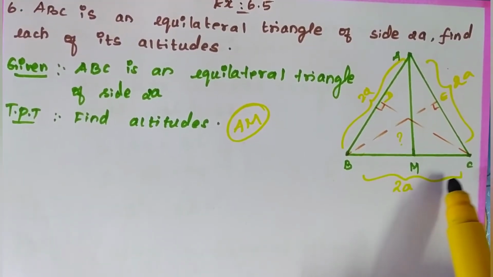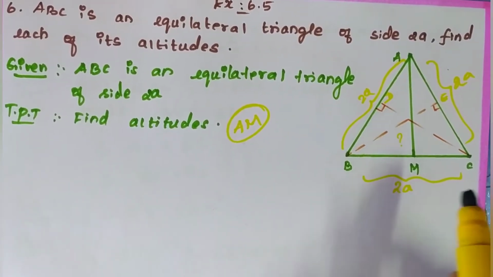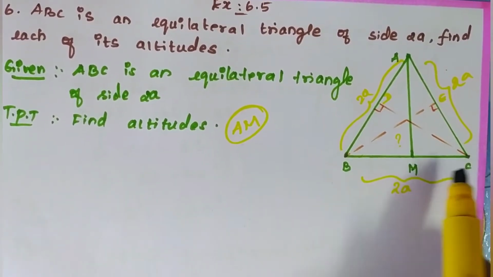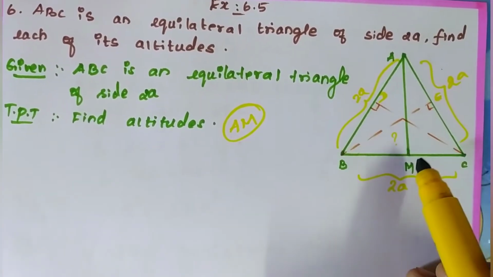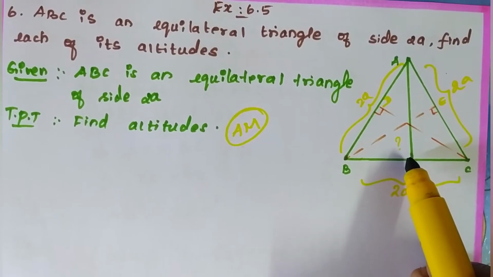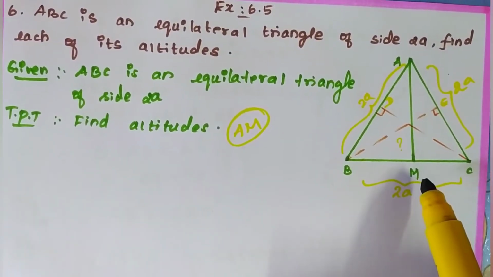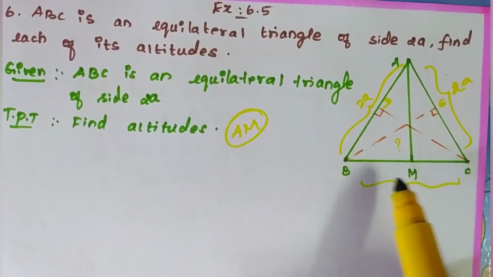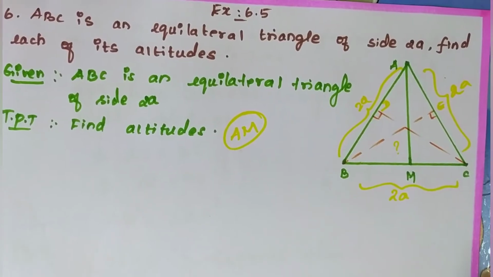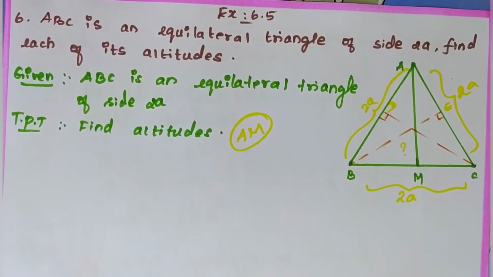We know that the side BC is 2A. But we don't know whether BM is equal to MC because this is an altitude, not a median. If it is a median, we can tell that it lies at the midpoint of BC. But since this is the altitude, we can't tell that BM is equal to MC. So first we have to prove that BM is equal to MC.